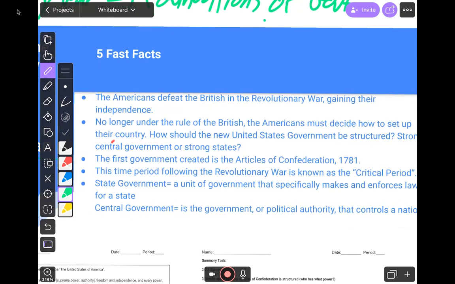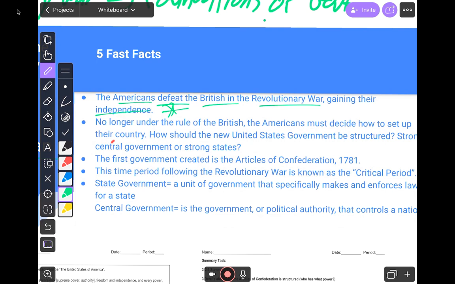Okay, so our fast facts for today. Bullet 1, the Americans defeat the British in the Revolutionary War, gaining their independence. And if I'm being completely honest, this is the most important takeaway from the Revolutionary War. A new nation is created. The United States of America is formed as a result of this Revolutionary War. And it also does shift around the power balance worldwide.